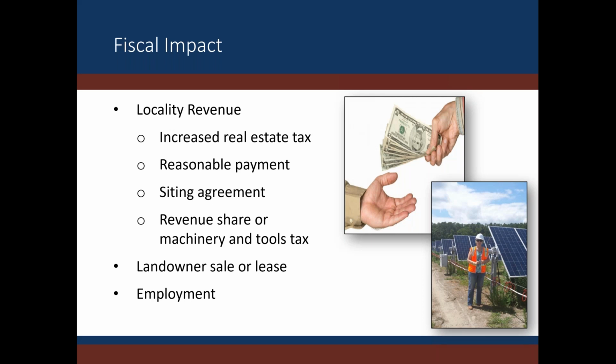Another legislation allows for a siting agreement in qualified areas for projects that are over 5 megawatts, and that can include payments. And then there's also the option of using a revenue share ordinance or taking advantage of the machinery and tools tax generated from the solar facility. We have looked at all of these options in depth and are prepared to help localities optimize the revenue for any given project. We could spend a whole other hour on that topic as well, so I'll keep moving on for now.